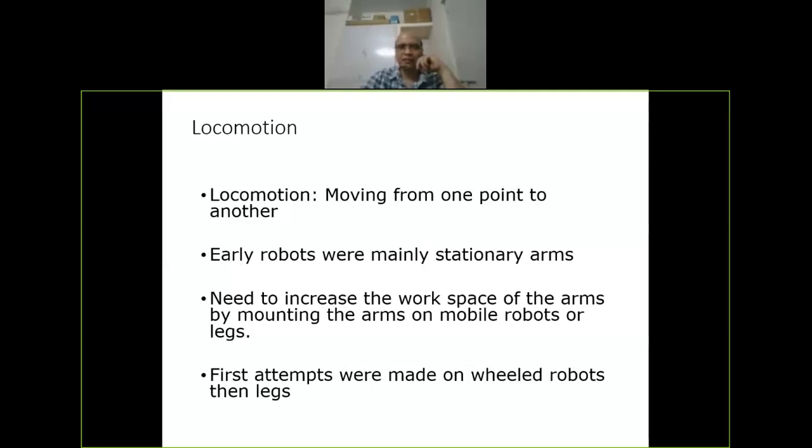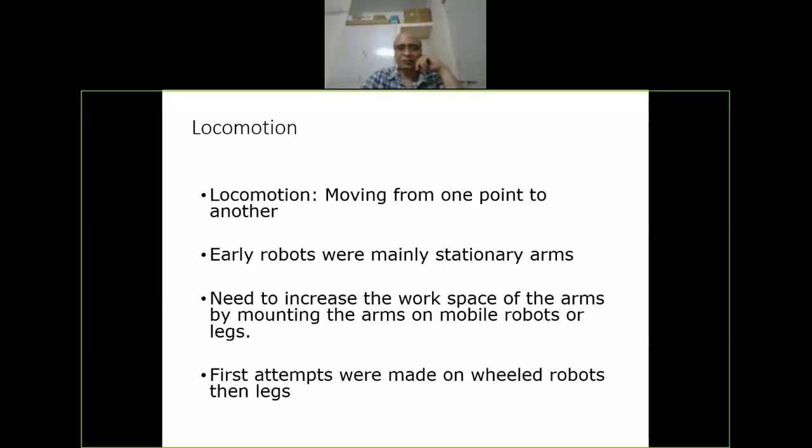If you look at robotics, the early robots were mainly stationary arms. Why stationary arms? Because they are fixed, they don't need balancing, and you know the work volume. This is the application in industries. Now, with fixed arms, there was a requirement for increasing the work volume. To increase it, you have to mount the arm on a mobile robot, either a wheeled, biped or quadruped robot, and then it can move around. So you increase the work volume.